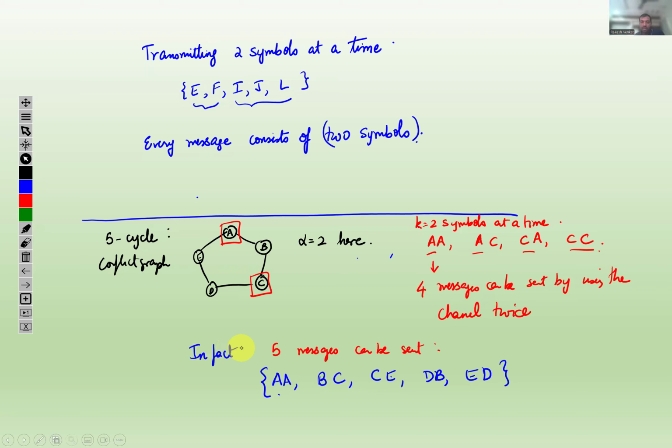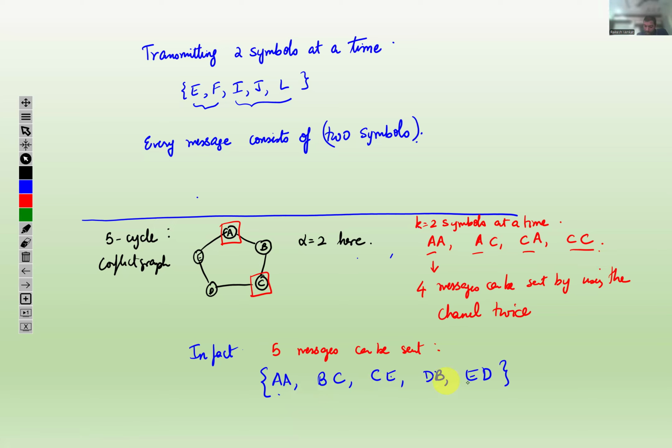Right? And why can these 5 messages be sent? I claim that these 5 messages, when sent over the channel, will not lead to any confusion at the output end. The reason is that A and B conflict, but A and C do not conflict. So AA will never be confused with BC. Similarly, BC will never be confused with CE, and so on.